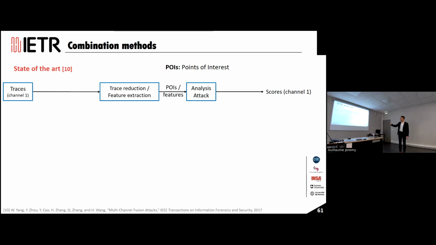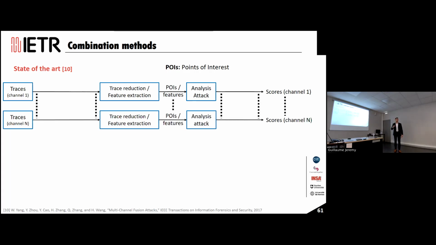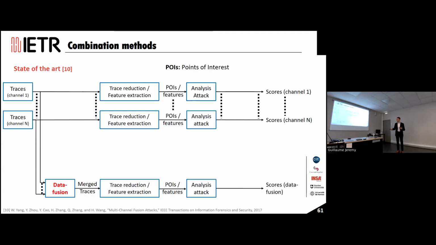And then we get points of interest or features, and they are analyzed in the analysis attack to return scores, which are probabilities that we use in order to rank all the possibilities for the key from the most probable to the least. Now, if we are collecting traces at different channels, which in our case are the different frequencies, the question is how to combine these attack chains together. From the state of the art, the first method is data fusion.